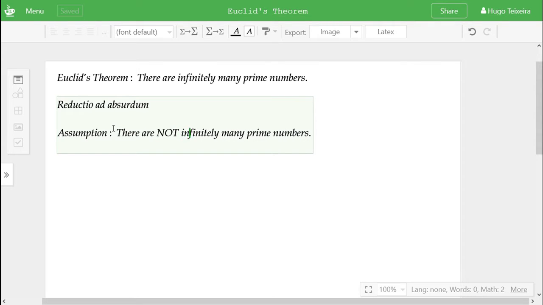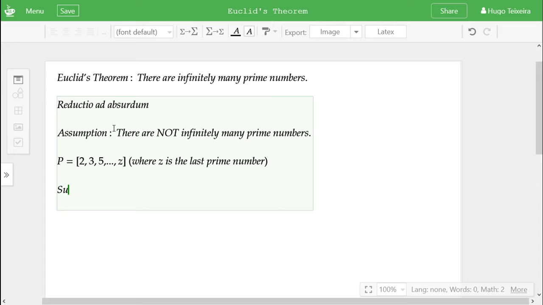So, if we assume that prime numbers are finite, we can call P the set of all prime numbers, and it would look something like this: prime numbers till z, where z would represent the last prime number.